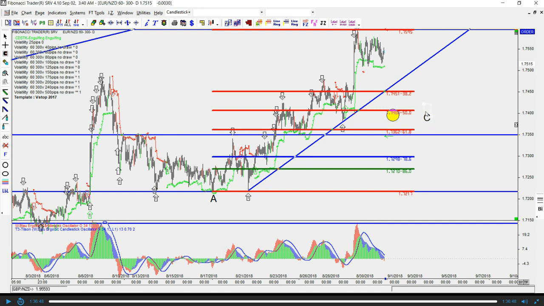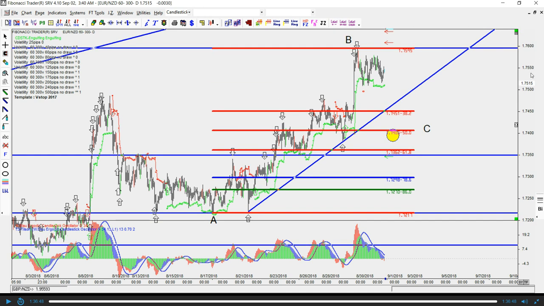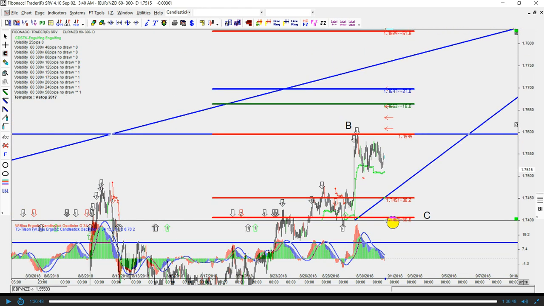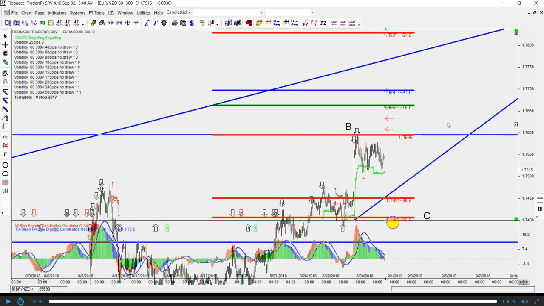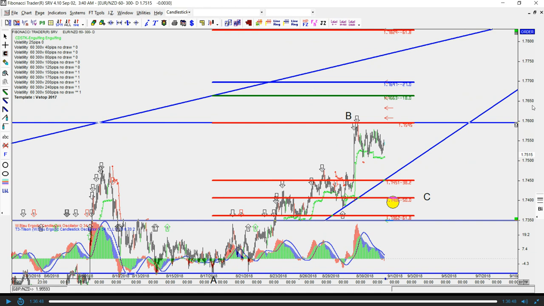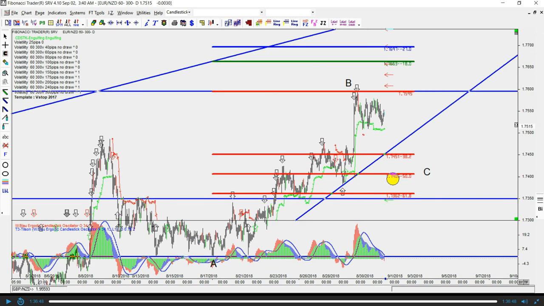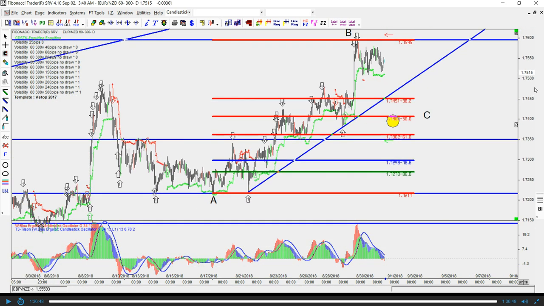So I'm expecting some sort of a pullback on the Euro New Zealand. So the target of the Euro New Zealand now is, we're gonna have a lot of resistance up here around this 127 area, 178.29. Right, that is the Euro New Zealand.